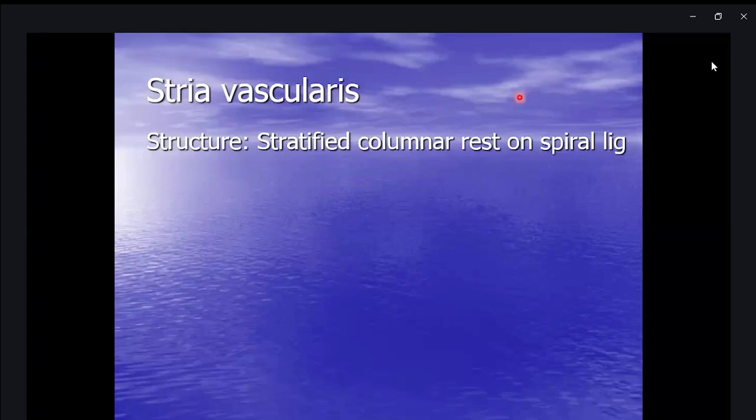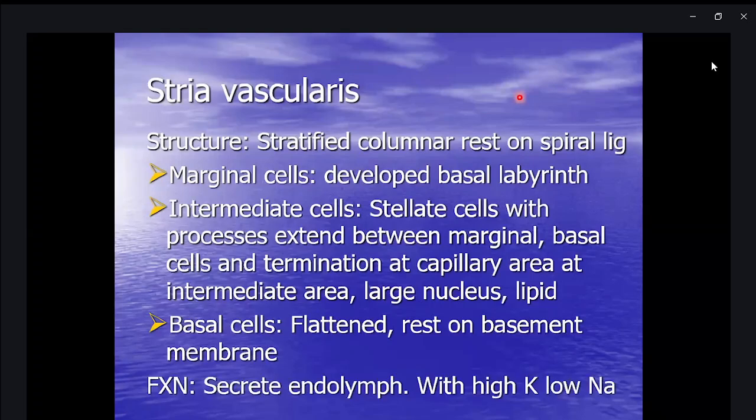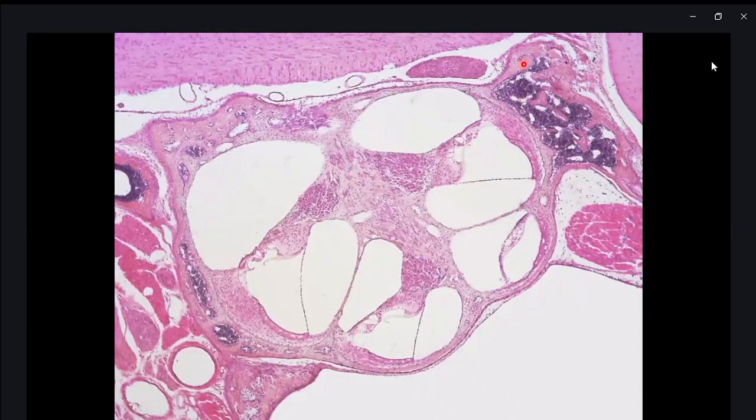Within the scala media, we have the organ of Corti, and also we have the stria vascularis. Stria vascularis is where we have the synthesis of endolymph. This is a global structure of the cochlea. In this global structure of the cochlea, you can see repeated structures here. This is because you are taking a section, and therefore this is turning around the modiolus, the 2.5 turns around the modiolus.